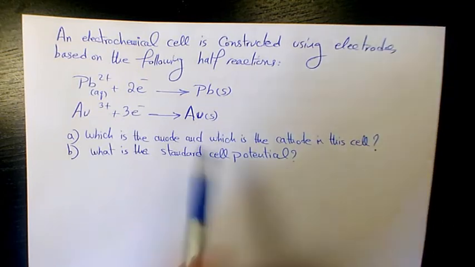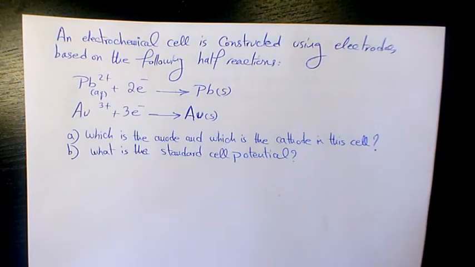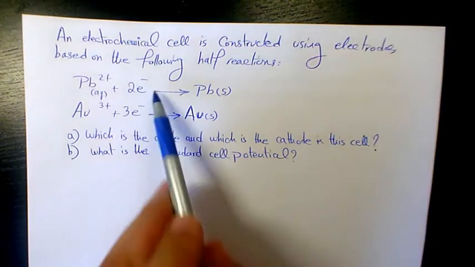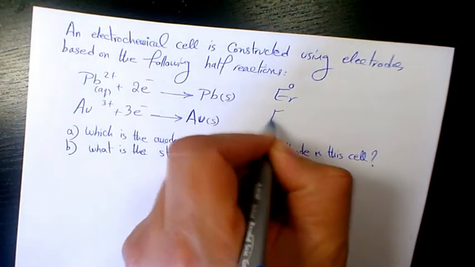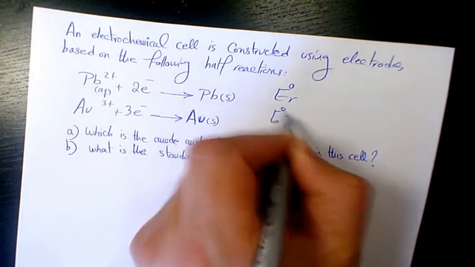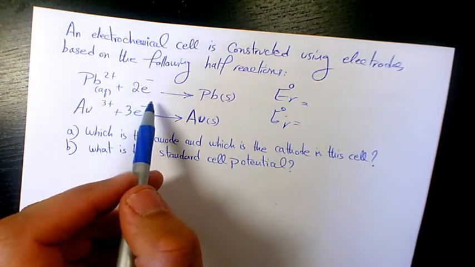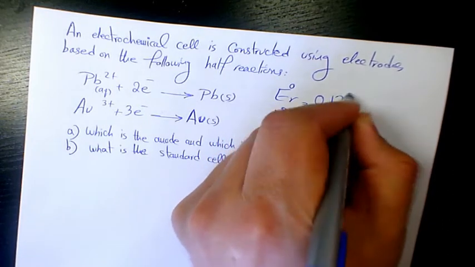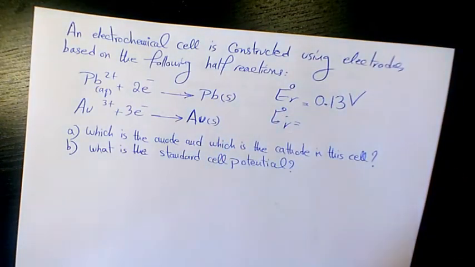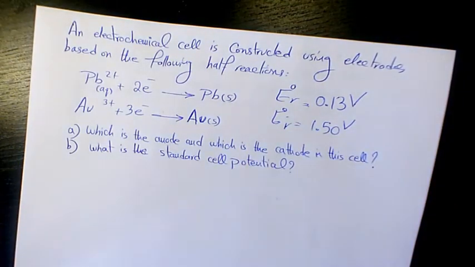So here I need to go to the table that shows standard reduction potential and find out the standard reduction potential for these two half reactions. For the first one, we're gonna have negative 0.13 volts, and for the second one, gold, we have 1.50 volt.